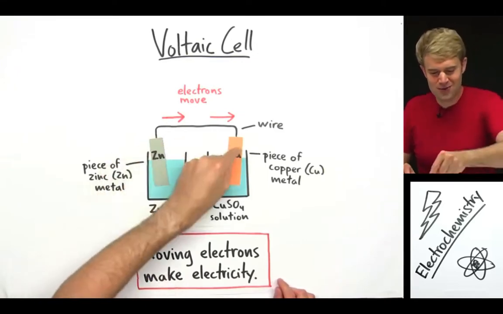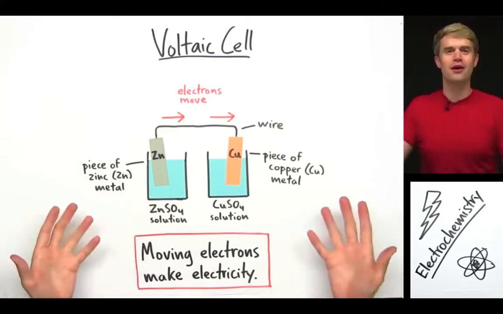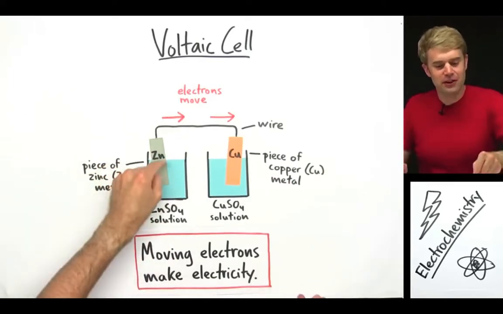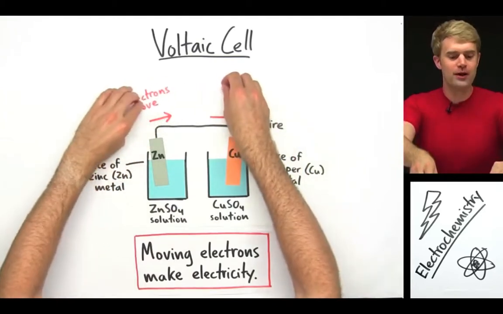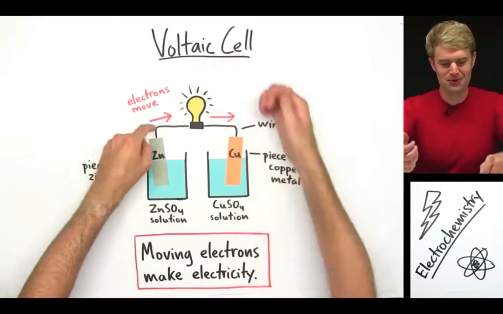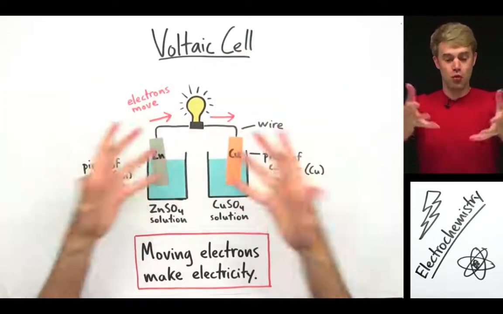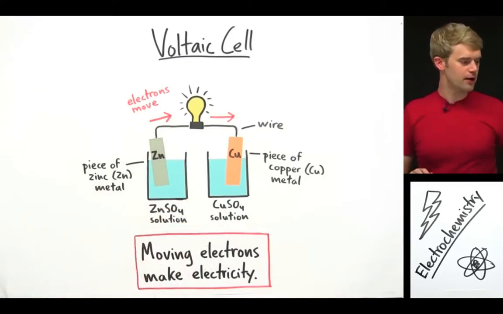So when we hook this wire together with the pieces of metal and electrons start moving through it, we have electricity. We have electricity moving through this wire. And what we could actually do is we could take a little light bulb like this and hook it up to this wire, and the light bulb would turn on because there's electricity moving through this wire.